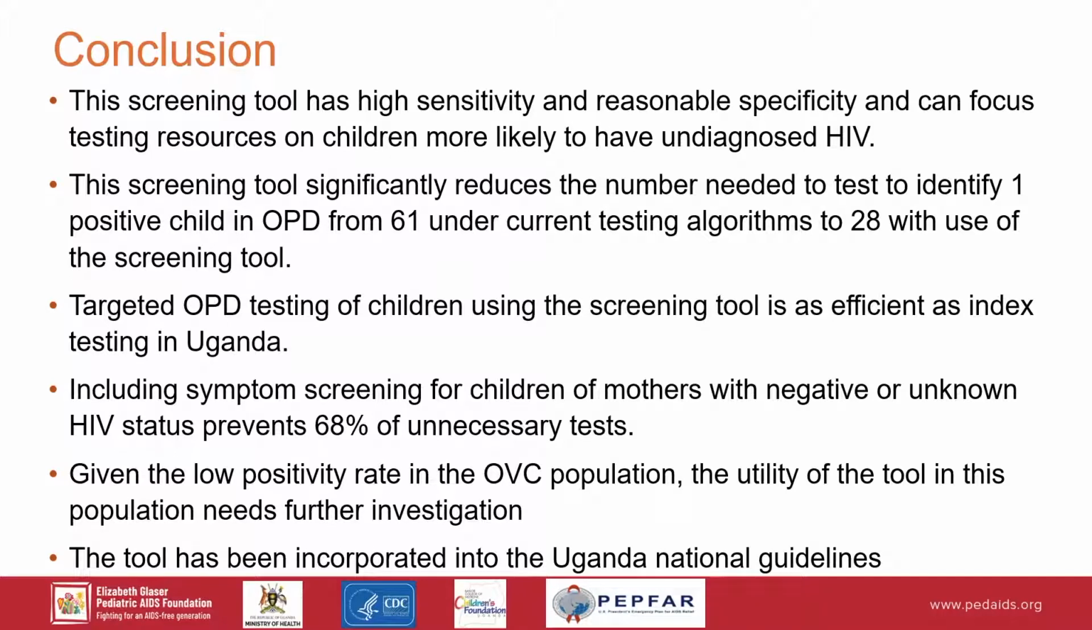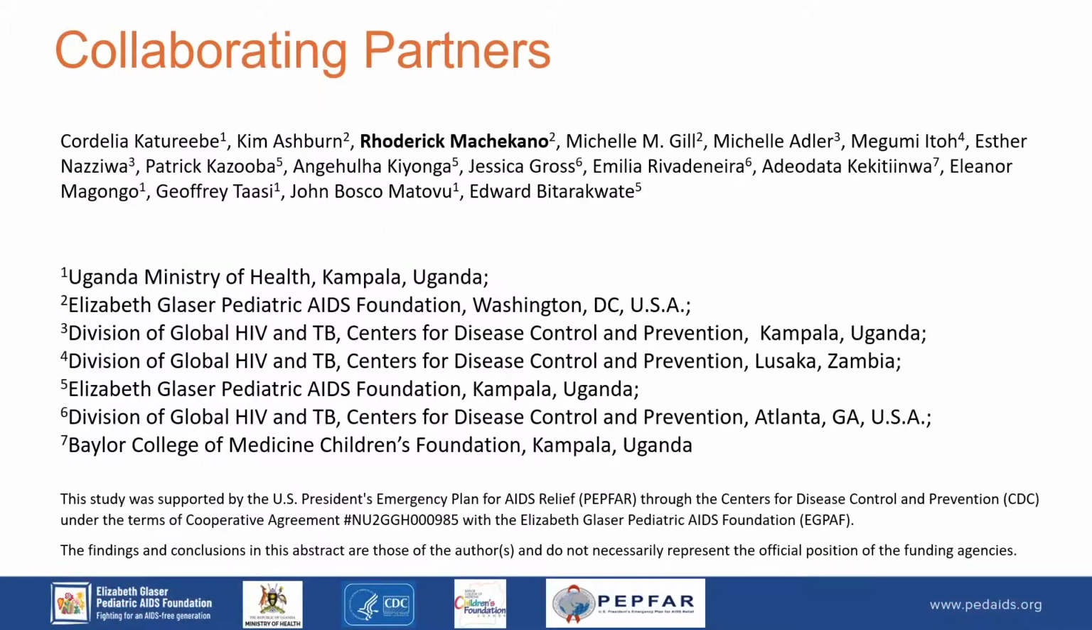Including symptom screening for children of mothers with negative or unknown HIV status prevents 68% of unnecessary tests. Given the low positivity rate in the OVC population, the utility of the tool in this population needs further investigation. The tool has now been incorporated into the Uganda National Guidelines on HIV testing of children. This study was a result of strong collaborations between these partners and was supported by PEPFAR.